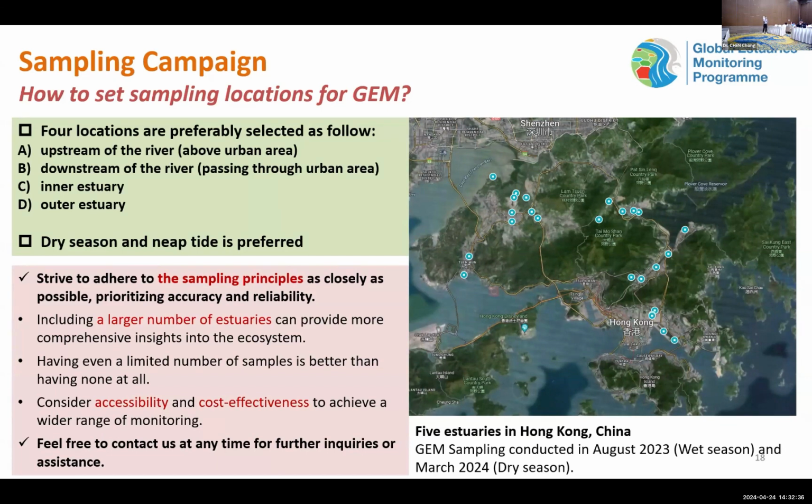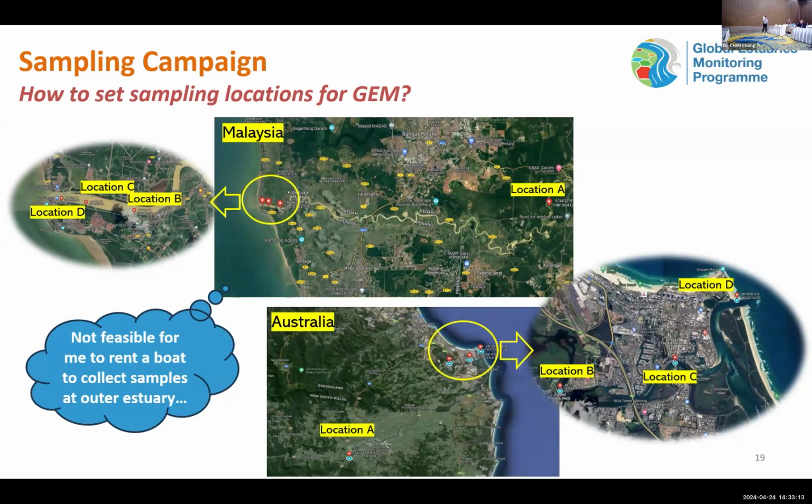And also maybe some of you will think the principles of the sampling location are a little strict, but we strive to adhere to the sampling principles as closely as possible, prioritizing accuracy and reliability. But in many cases, it will be difficult for you to meet all the requirements. But it's also okay. You can talk to us, and we can co-decide your sampling locations. I will show you some examples. For example, here, maybe the most questions asked by our collaborators are about the outer area location.